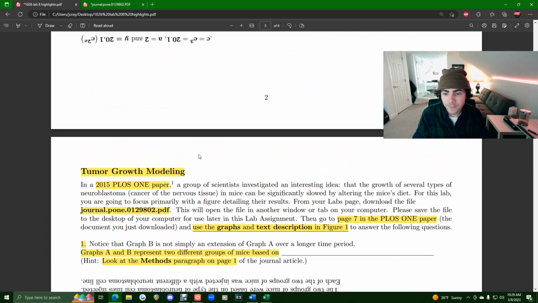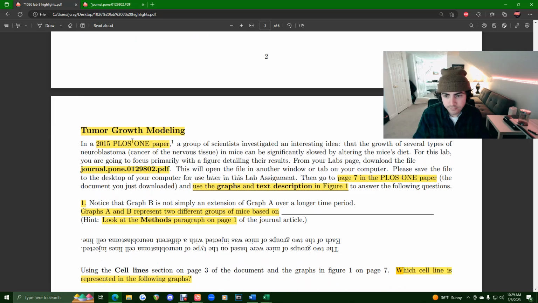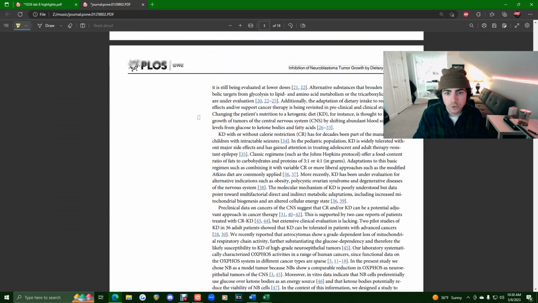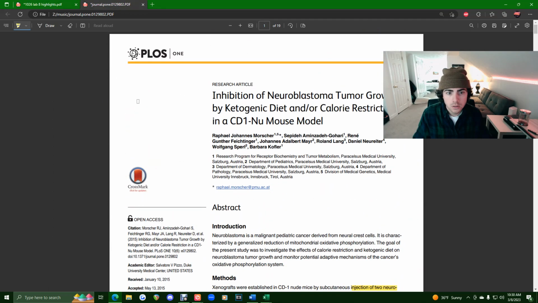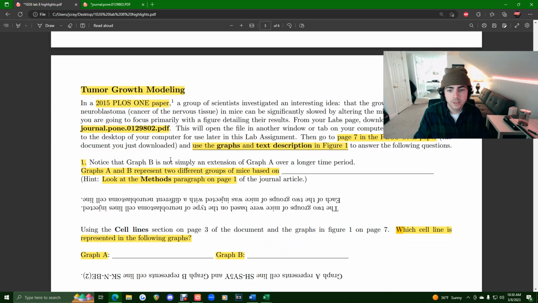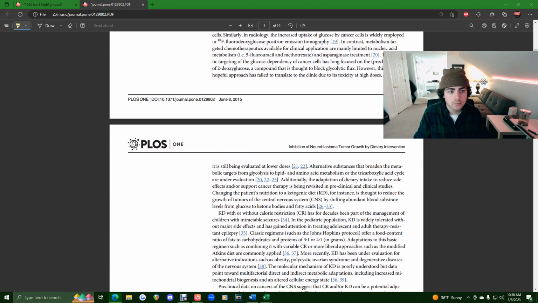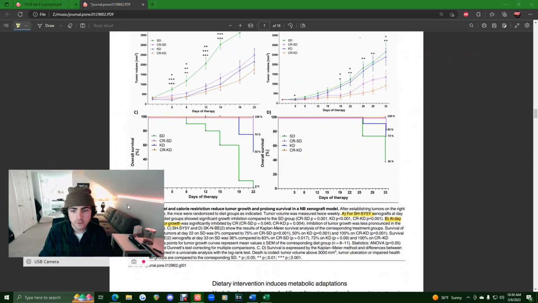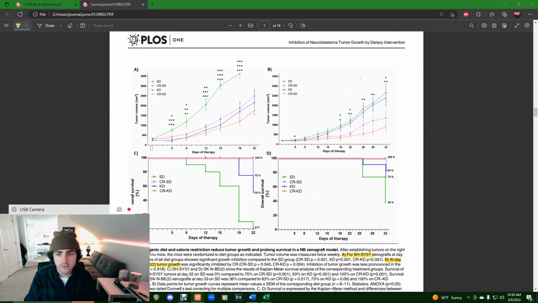Let's go to the next one, tumor growth modeling. In the paper that they give you, this whole journal article, they tell you to go to page 7 and look at the graphs. They say notice graph B is not simply an extension of graph A. Over the long run, graphs A and B represent two different groups of mice based on what? So let's get a better look at what they're talking about. Go down to page 7, the first one with the graphs.